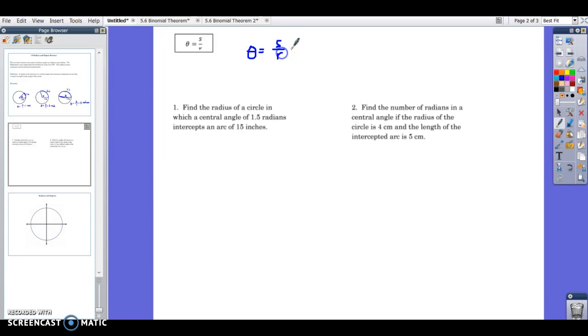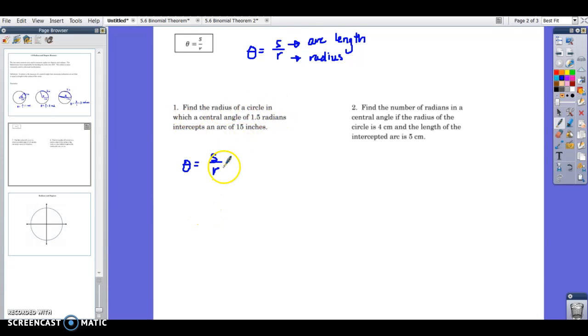Okay, so to find that central angle, we use this formula: theta equals S over R. S is your arc length, and R is your radius. Okay, so it says find the radius of a circle in which a central angle of 1.5 radians intercepts an arc of 15 inches. So if we use that formula, theta is equal to S over R.